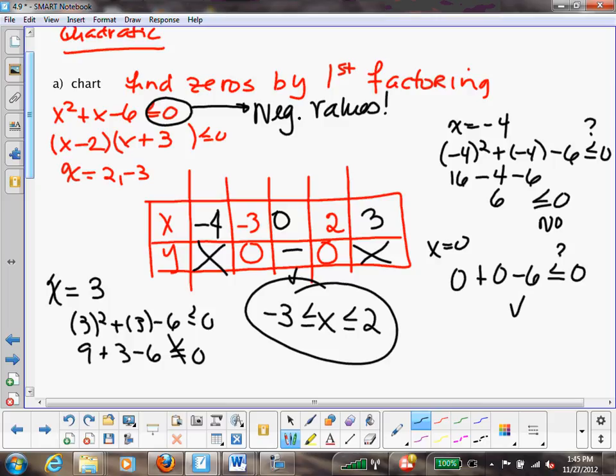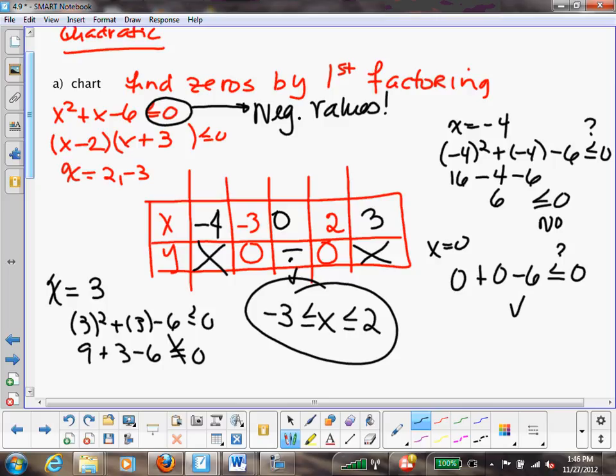I want negative answers. So I could have tried negative 2. I could have tried negative 1. I could have tried positive 1. All of those are going to give me values that are less than or equal to 0. But as soon as I go to the other side of 2, 3, 4, 5, those give me positive values.